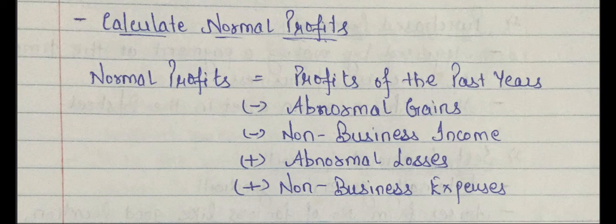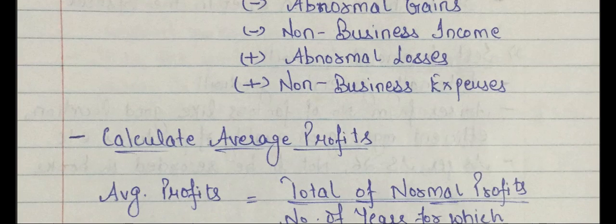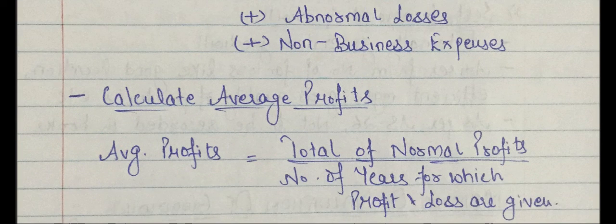So from the profits of the past years, we will subtract any abnormal gains earned during the years. We will subtract any non-business income. We will add back any abnormal losses and we will add back any non-business expenses. I explained all the terms individually with examples. Clear? Then calculate the average profits.